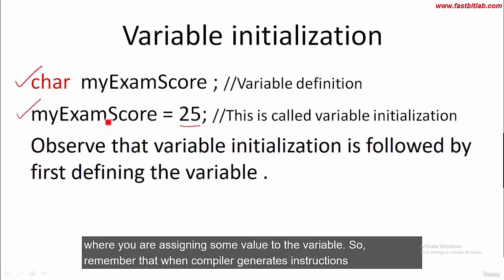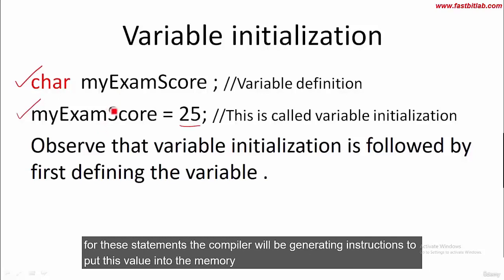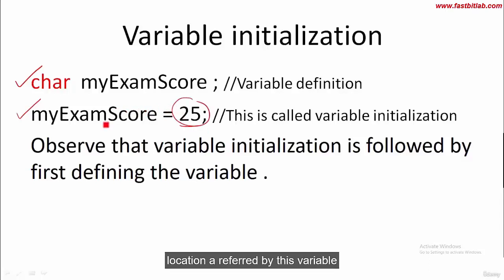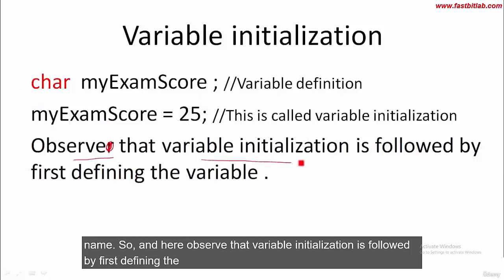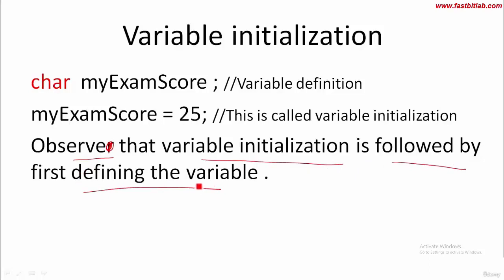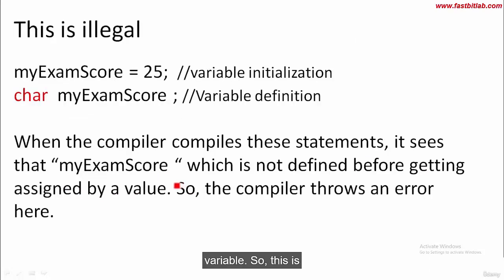So remember that when the compiler generates instructions for these statements, the compiler will be generating instructions to put this value into the memory location referred by this variable name. And here observe that variable initialization is preceded by first defining the variable. So this is illegal actually. So first initialize, then define.